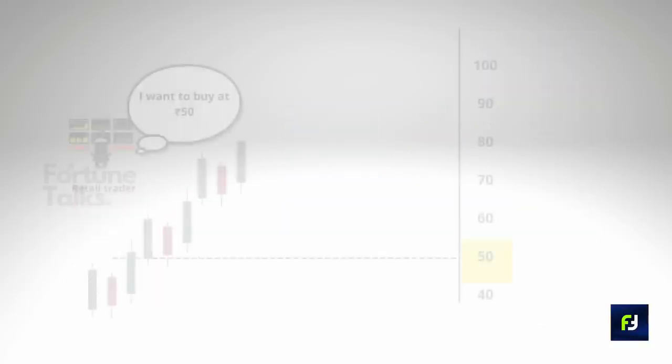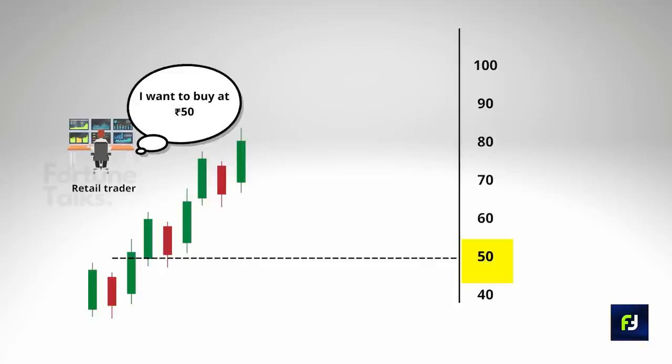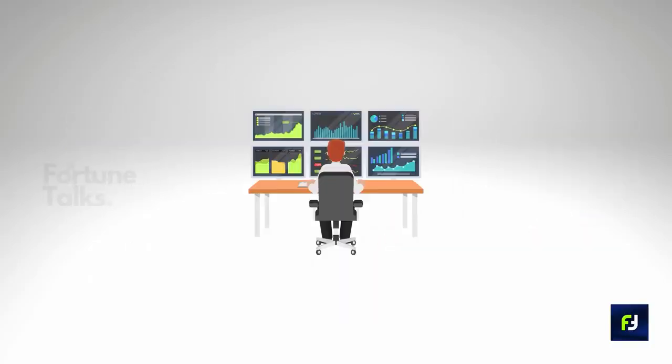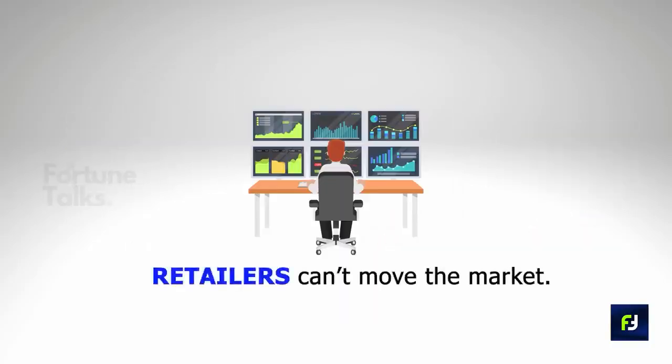If you want to buy at a certain price, the market will not get to that price unless one or more institutions also want to buy at that price. Similarly, you cannot sell at any price unless one or more institutions are willing to sell there, because the market will only go to a price where the institutions are willing to buy and others are willing to sell. I hope the point is clear. Most individual traders or retailers have no ability to move the market.